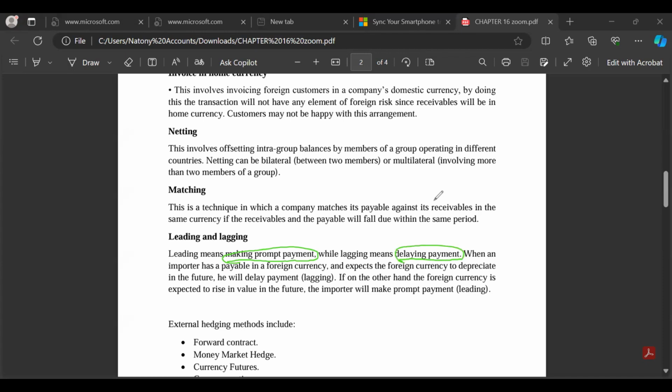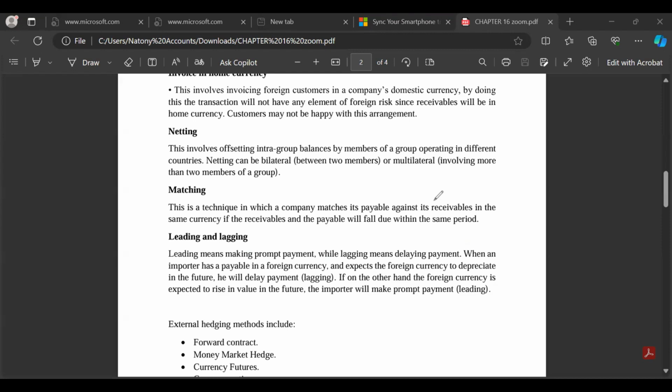So a company may decide to delay payments and accept the credit term that the supplier has given if the company perceives that the foreign currency will get weakened in the future, maybe 30 days or 45 days. If it gets weakened, the company will need less of the local currency to purchase the foreign currency. These are the internal hedging techniques.